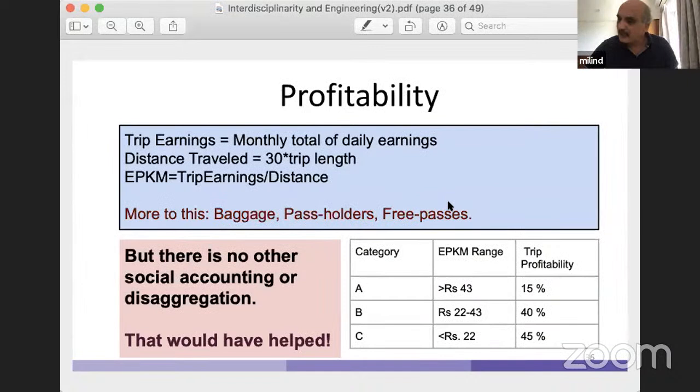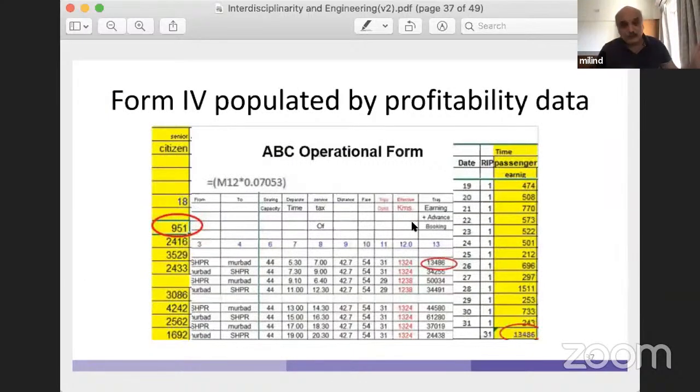So essentially what we see is that, when it comes to profitability, I've already explained how they do it: there's earnings per kilometer, but there's no social accounting here. How many students traveled, or how many workers traveled? So we don't really know whether the bus system is doing its social delivery or not. And the computation of the profitability is also error prone.